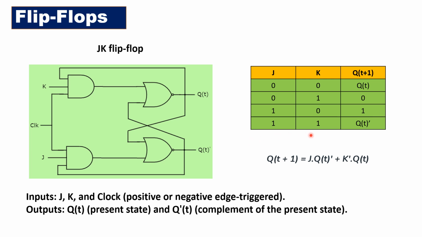When J is equal to 1, K is equal to 1, it is said to be toggle state. This is the key difference from the SR flip-flop. Instead of an intermediate state, the JK flip-flop toggles its output. If Q of t was 0, Q of t plus 1 becomes 1 and vice versa.